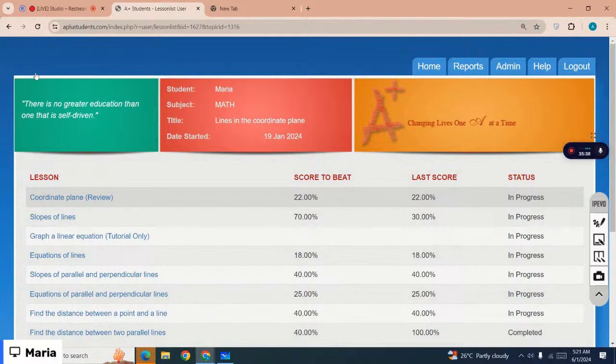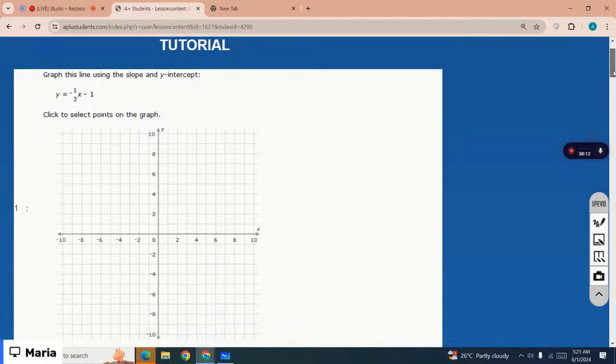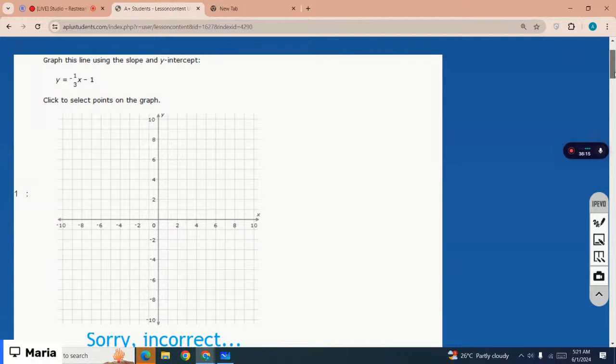The next lesson is graph a linear equation. Let's just start with the next lesson. Graph the line using the slope and the y-intercept. Click to select points on the graph. Okay, you have to use the slope and the y-intercept, right?